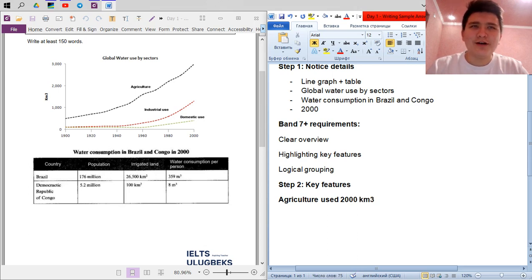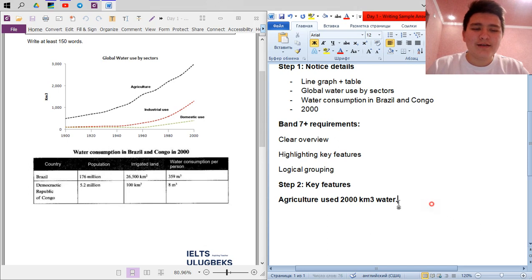I don't know how it's, like, cube, no, yeah, square cube, I think. Cube. I don't know how to read it though. Agriculture used something, right? 2,000 kilometers cubed. I don't, again. Water, right?